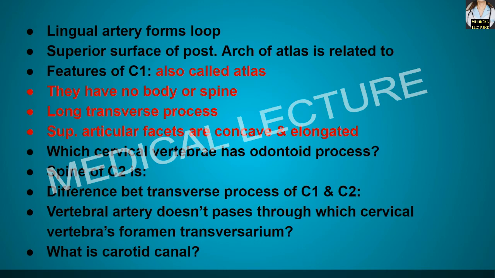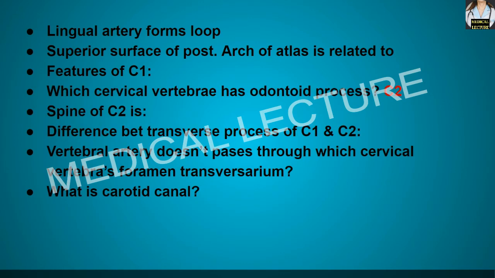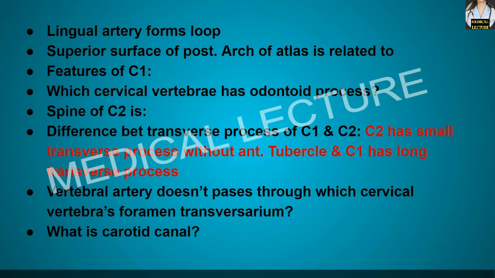Now which cervical vertebra has the odontoid process? Over here remember, the cervical 2 vertebra has the odontoid process. The spine of C2 is bifid. Now what is the difference between the transverse processes of C1 and C2? C2 has a small transverse process without an anterior tubercle, and C1 has a long transverse process.